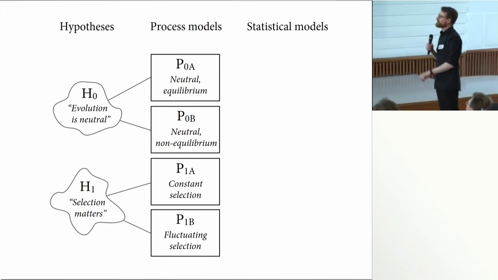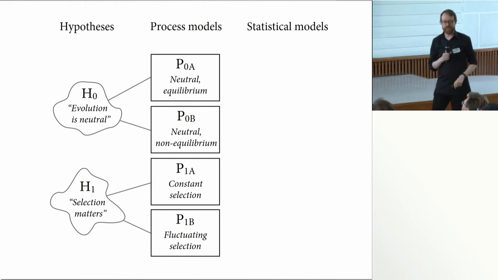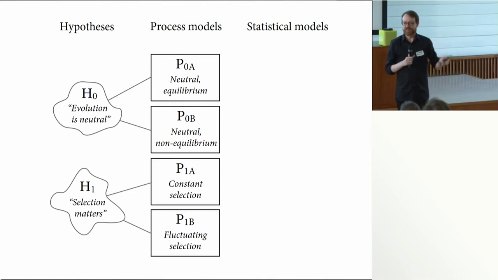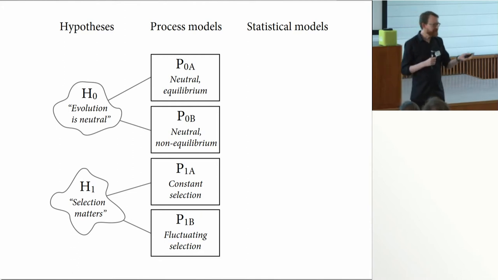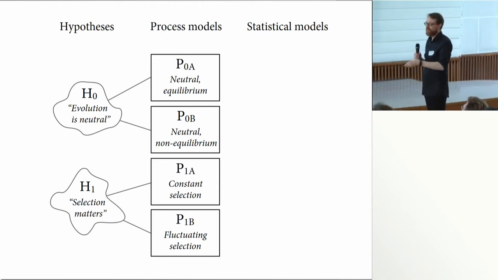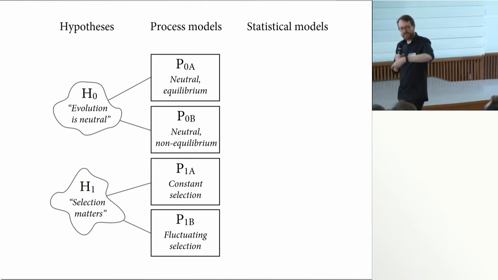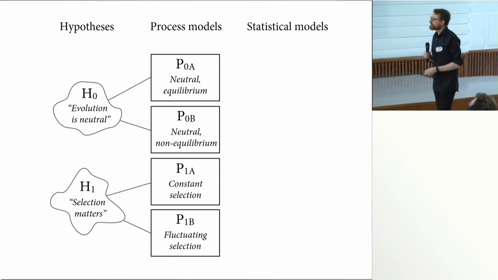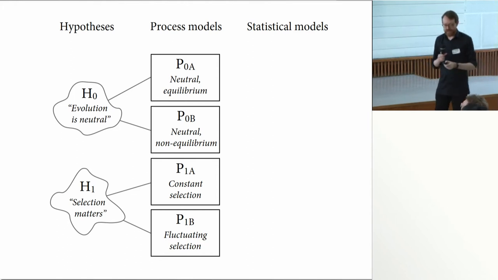But you could also say that there's no selection, but the population is fluctuating from time period to time period. Why? Because the amount of food changes. There's no selection on different alleles, but from season to season, there's more and less food. And then there are lots of ways selection can matter. You can have constant selection, where selection favors the same alleles from time period to time period, or you can have fluctuating selection, where seasonally selection favors different things.